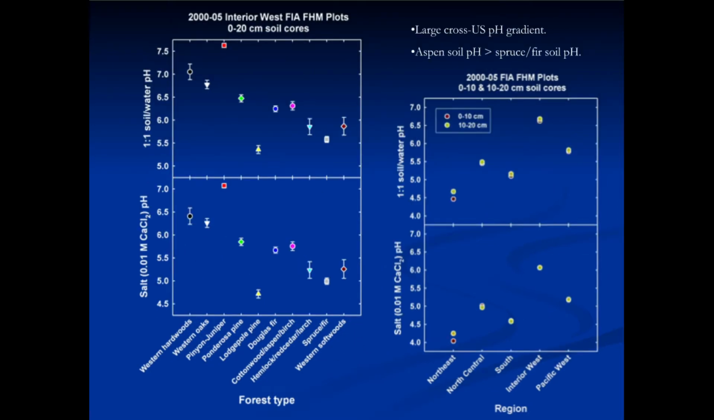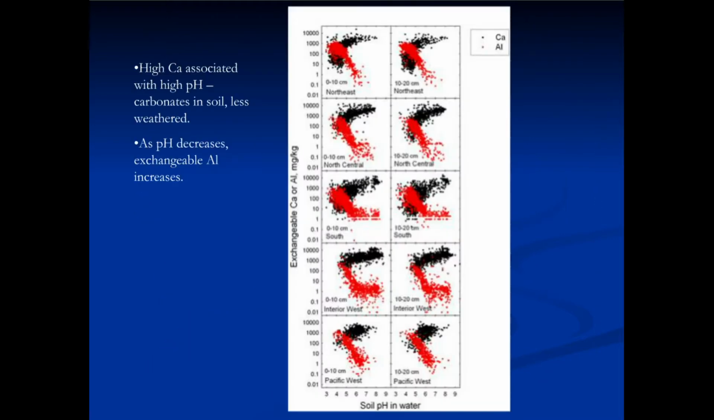Soil pH. Aspen soils tend to be slightly acidic. Spruce fir soils, a whole pH lower. There's an enormous pH gradient across the country, as you would expect because of soil weathering and the dominance of calcareous soils in the West compared to the East. And the consequence of that is, at low pHs, you have a lot of high exchangeable aluminum in the soil. Calcium tends to be lower. There's a threshold at about pH 5.5, whereby exchangeable aluminum will shoot way up as you go down in pH this way.